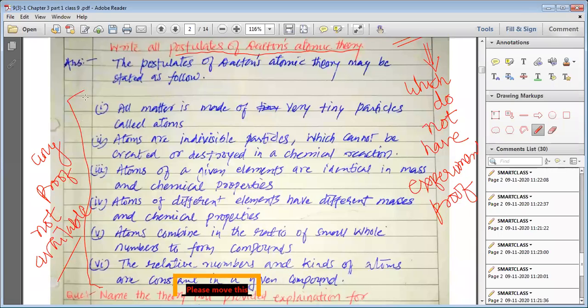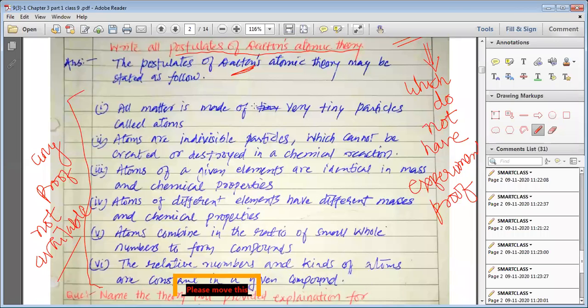Any proof for these points is not available, but they are just given by the scientist Dalton, and that is how it is known as Dalton's atomic theory, or the postulates of Dalton's atomic theory. All these 6 points that we are going to study do not have any experimental proof. Now let us study these points.